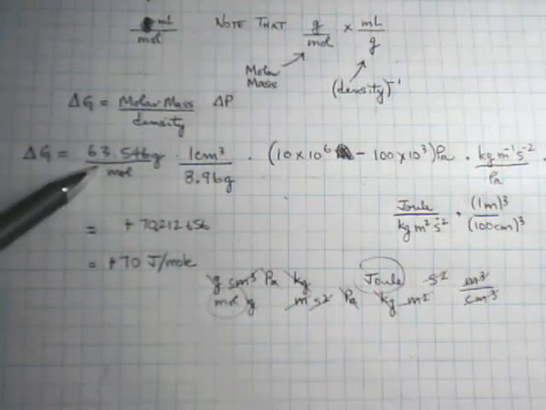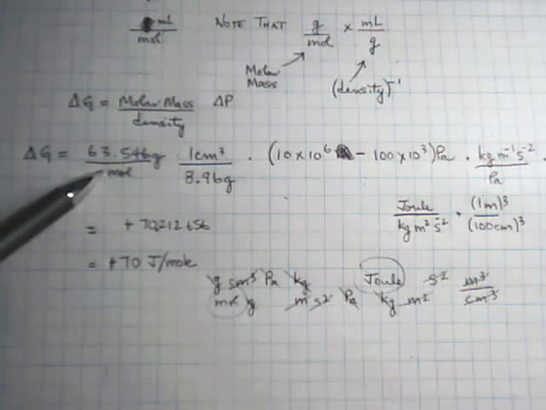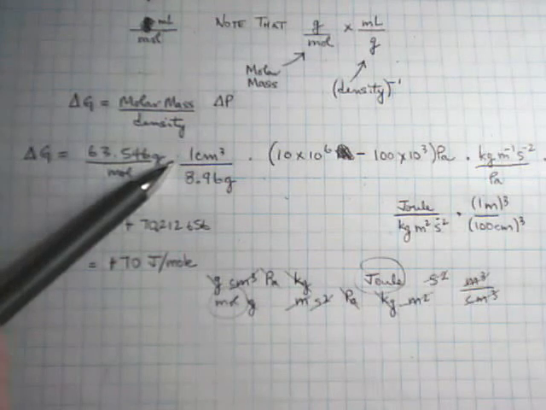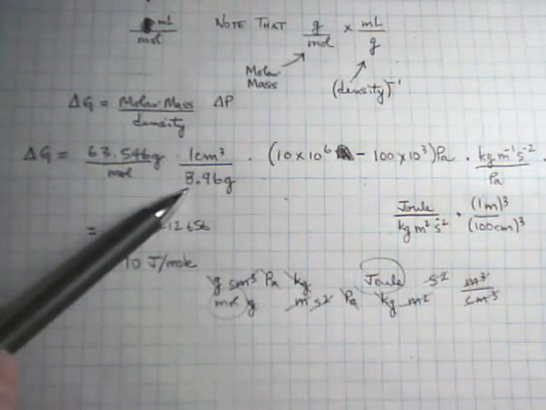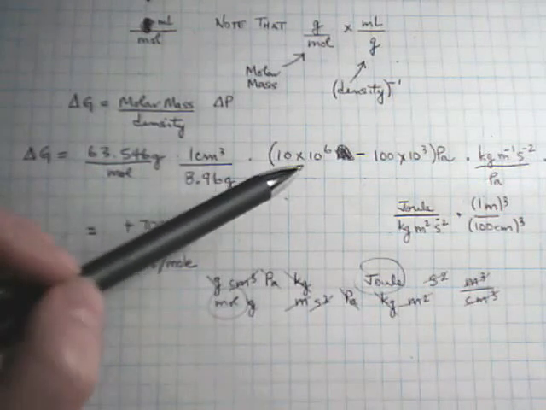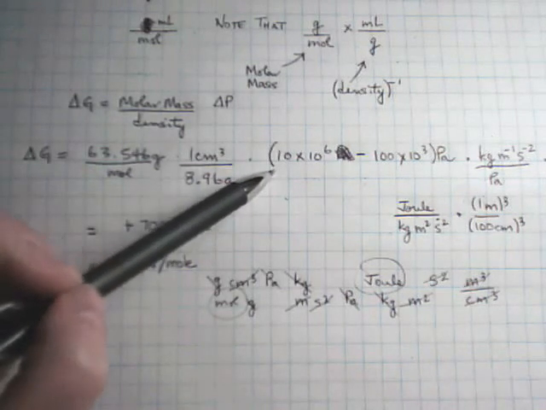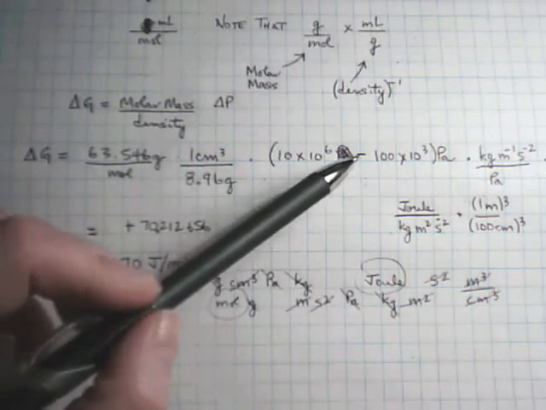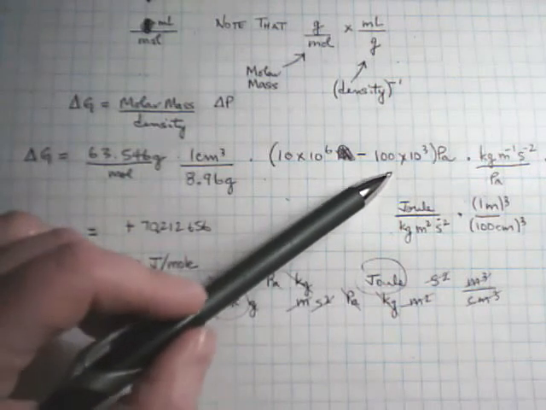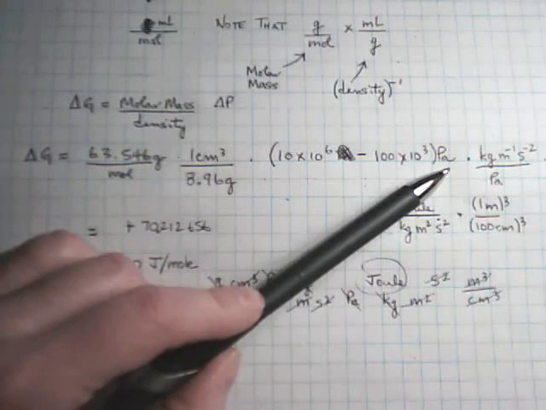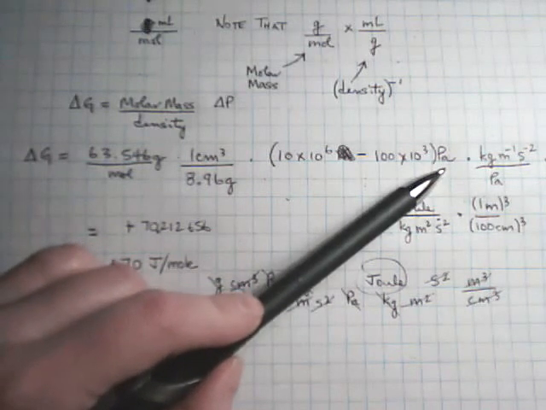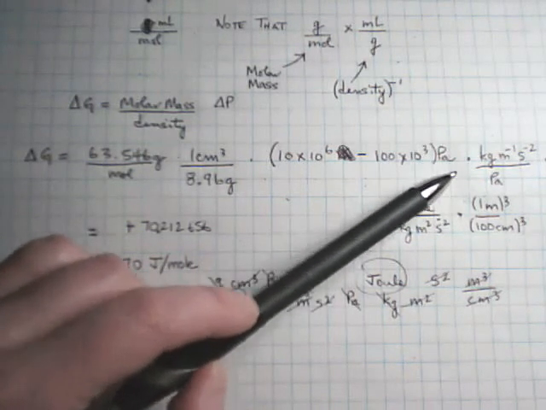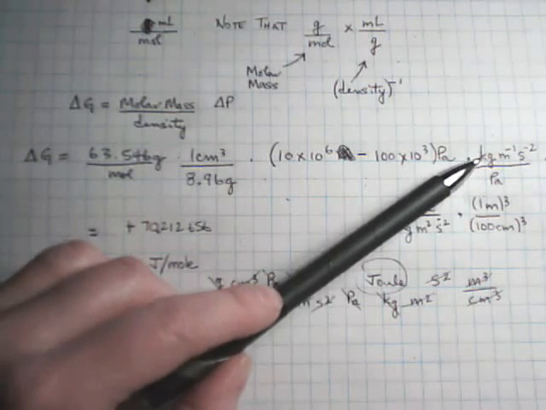Delta G is equal to my molar mass for copper, 63.546 grams per mole, multiplied by 1 over density, so 1 cubic centimeter per 8.96 grams. That's the density of solid copper. And the change in pressure was 10 megapascal, so 10 times 10 to the 6, minus 100 kilopascals, 100 times 10 to the 3, in Pascal. And I know I have to dig into the SI units here for this to make sense and ultimately be equal to joules. So right away I'll say that a Pascal is a kilogram per meter per second squared.